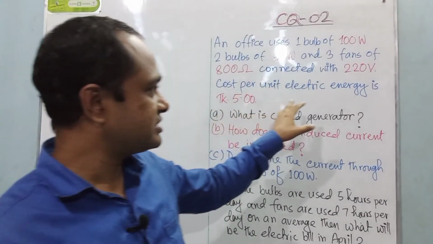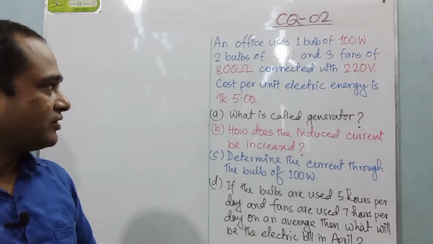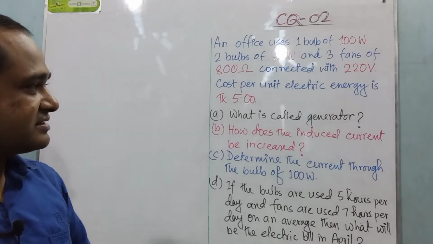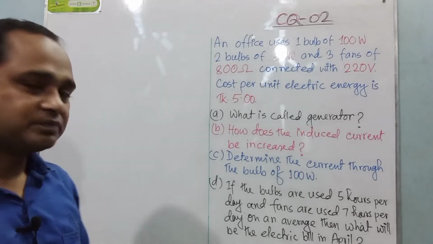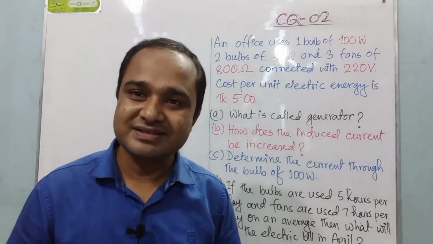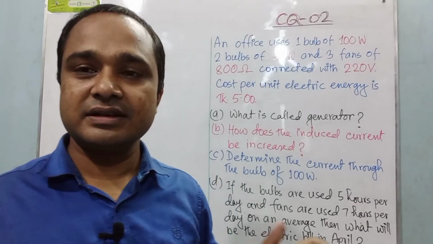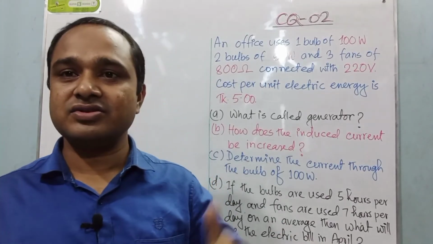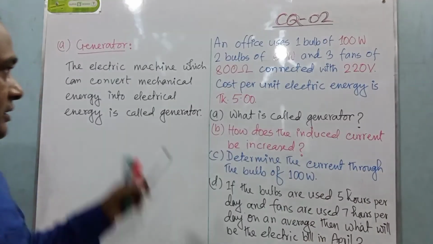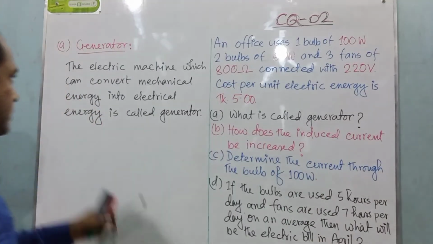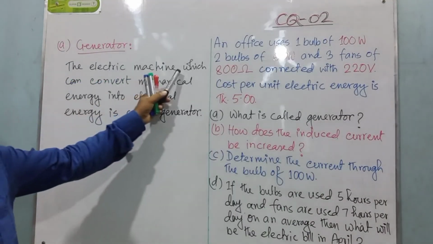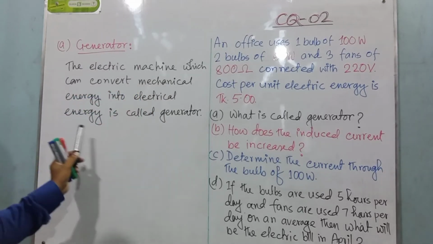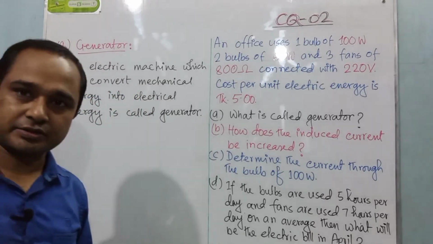Cost per unit electric energy is taka 5, right? And the questions are, what is called a generator? Dear students, we know what a generator is. A generator is an electric machine which can convert mechanical energy to electric energy. Here is the definition of generator. The electric machine which can convert mechanical energy into electrical energy is called a generator.